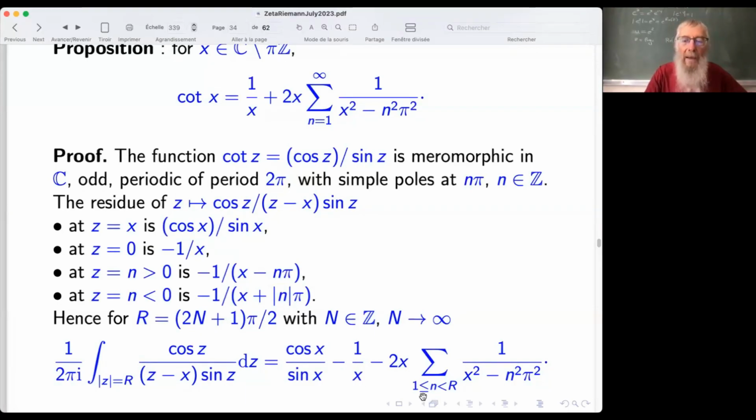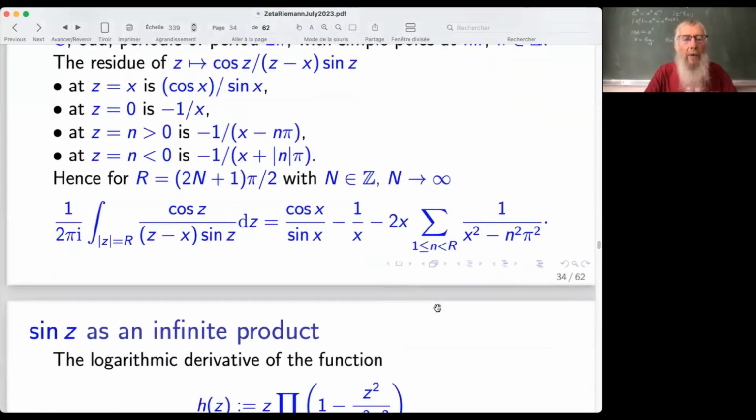We put 0 apart, and the n are inside the disk on which we are integrating. We integrate on the circle. And so we have n which is less than R, of 2x over x squared minus n squared pi squared, which corresponds to the sum of these two. So when we have that, we take a capital N which tends to infinity, and we get the formula which is here. Cotangent is 1 over x plus 2x times the sum. We will use again this formula a little bit later.